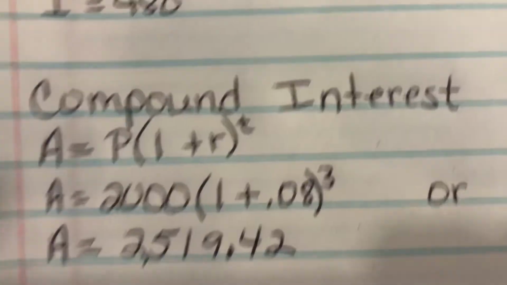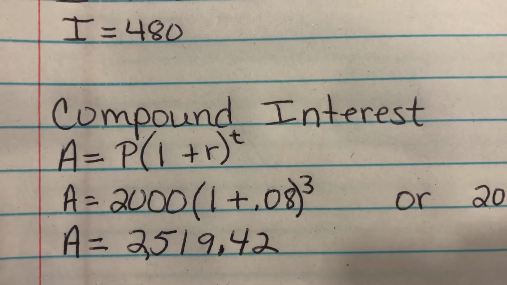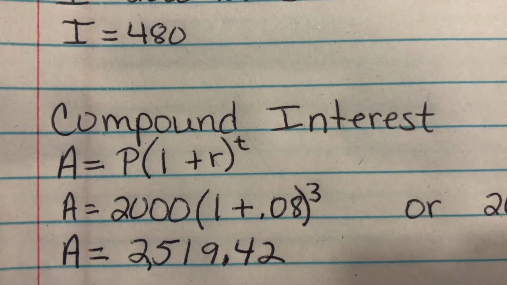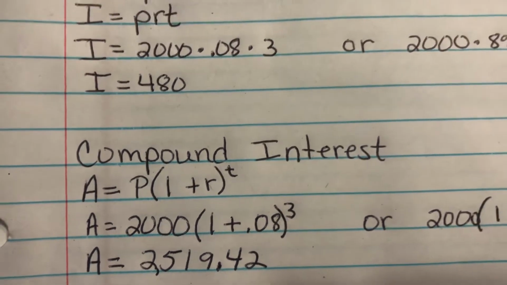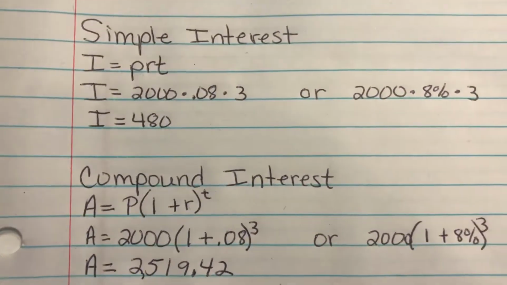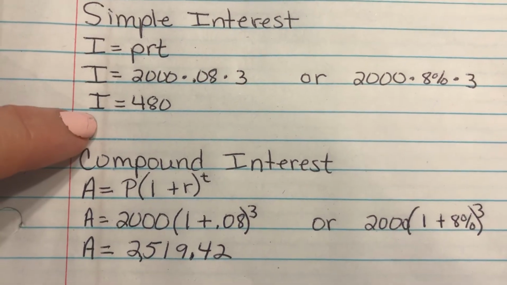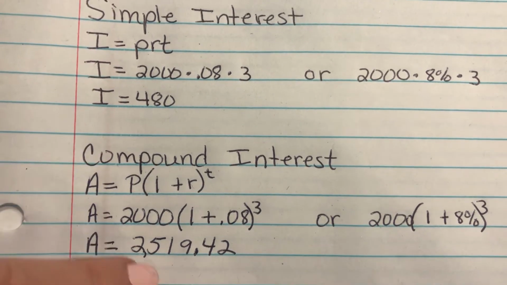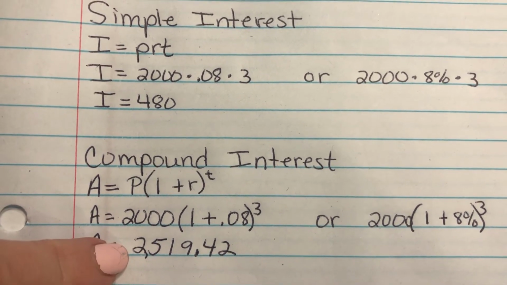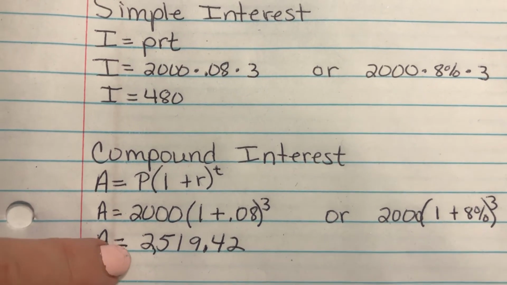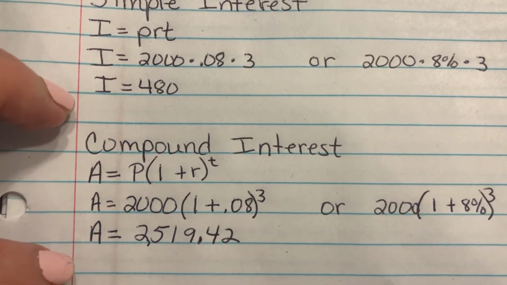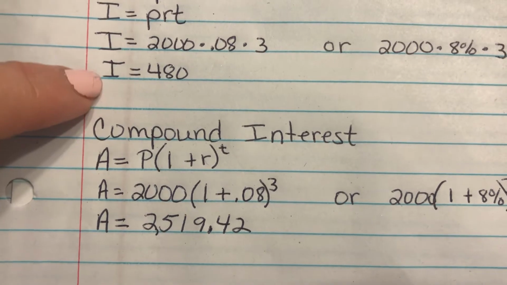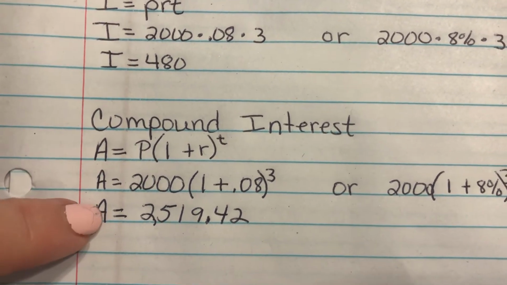So there's my answer, and again, A means the total amount in the account. If you look at the difference between simple and compound interest, the simple interest number is very low compared to the compound interest. There's not that much of a big difference in the interest for this small amount of time. It's that this one just shows the interest. This one shows the total amount.